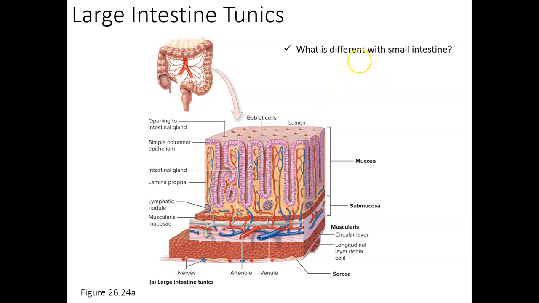Okay, I'm going to give you a hint. You still see the intestinal glands, right? So those are the crypts or the pits. But what you do not see are the circular folds or the villi or the microvilli. So instead, the mucosa is smooth, right? You do not have those additional structures that increase the surface area. So that's the major difference between the small intestine and the large intestine. The large intestine has a smooth mucosa.